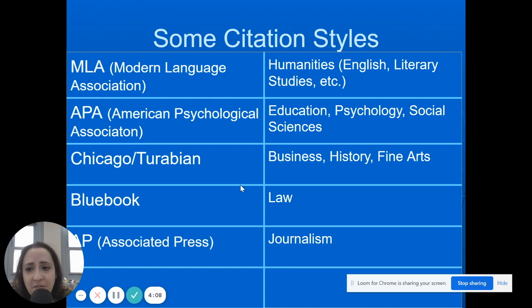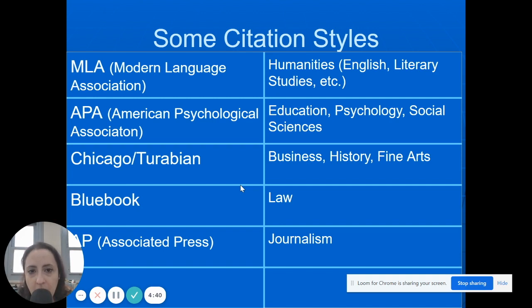There are many different ones. There are actually hundreds of different citation styles. This is just an example of some of them. MLA stands for Modern Language Association, and it's typically used in the humanities. So English, literary studies, anything that's about literature typically would use the MLA style.